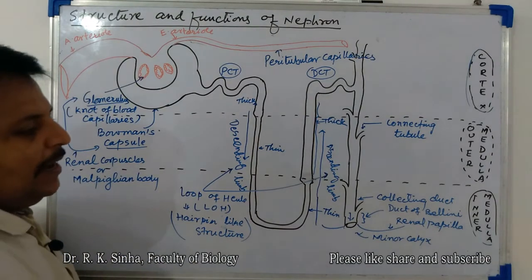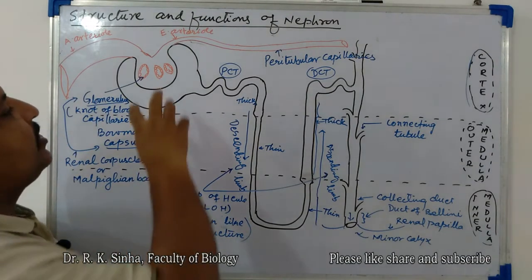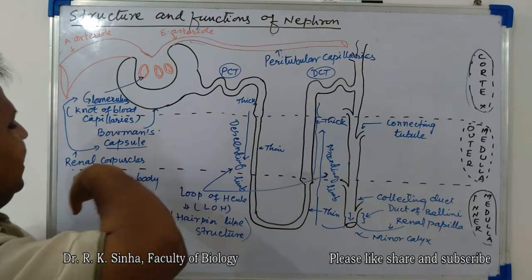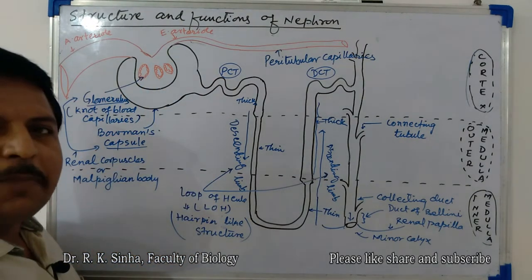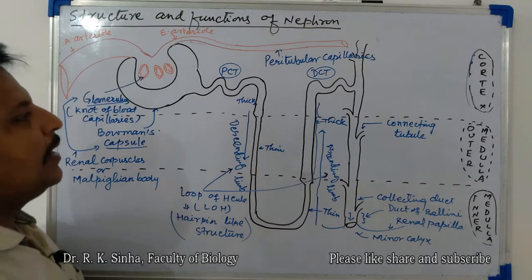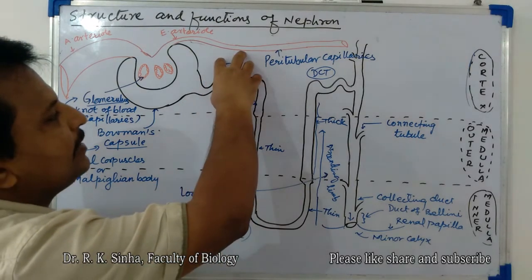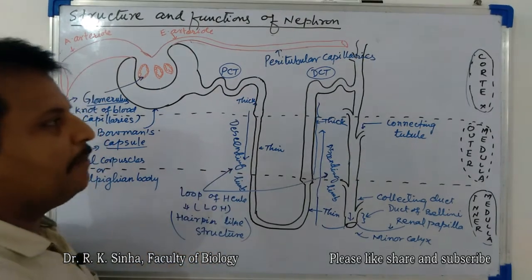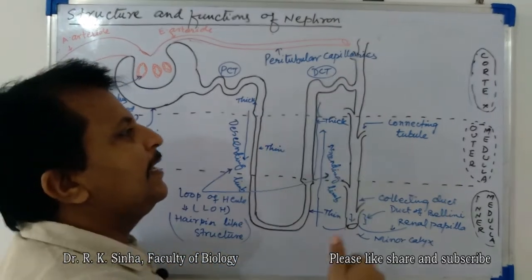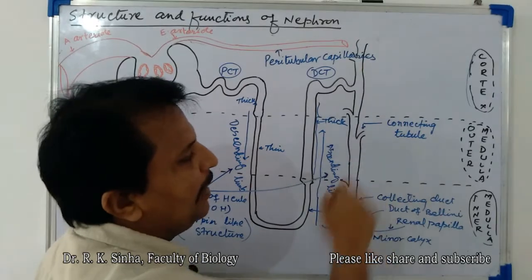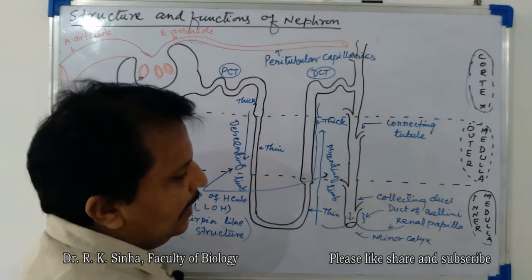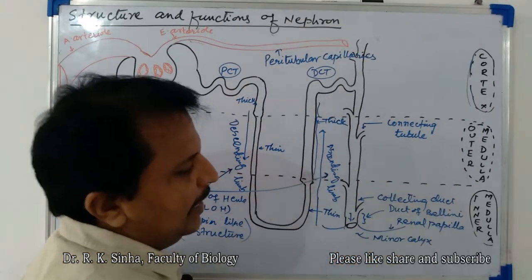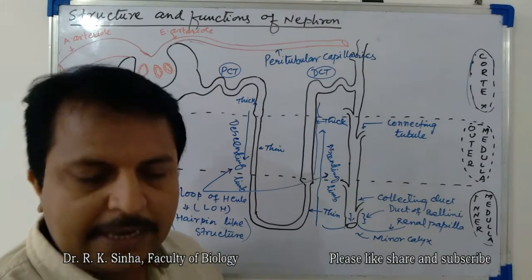Now we will study step by step the structure of this renal corpuscle or Malpighian body. Then we will study the entire structure in detail about the PCT and loop of Henle, DCT, and finally we will study in detail the structure of the collecting duct. Okay, let's see.